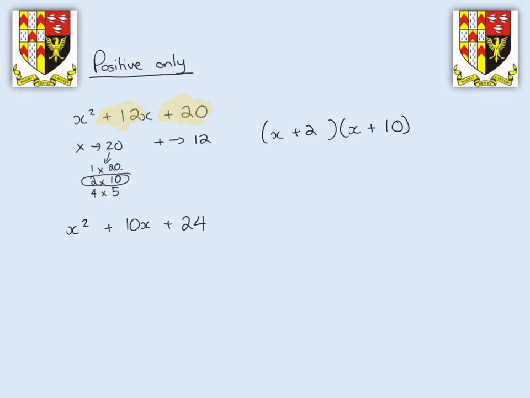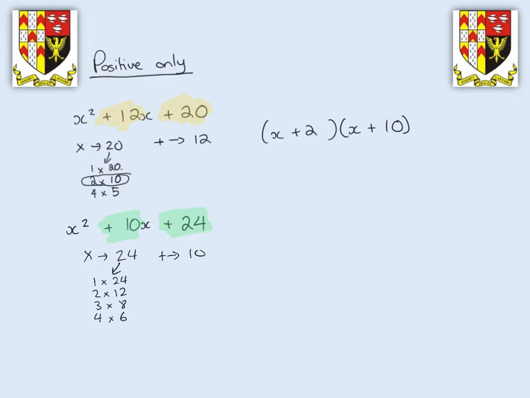So on the next one then, I've got a product of 24 and a sum of 10. So as we said before, we'll focus on the factor pairs of 24, so I could have 1 times 24. I could have 2 times 12, 3 times 8, and 4 times 6.